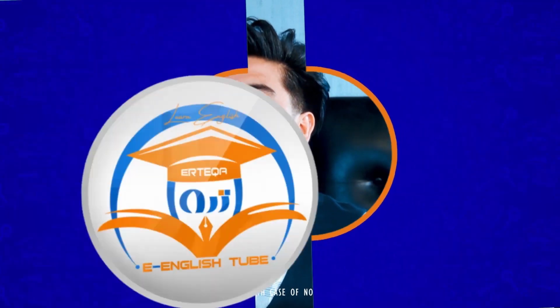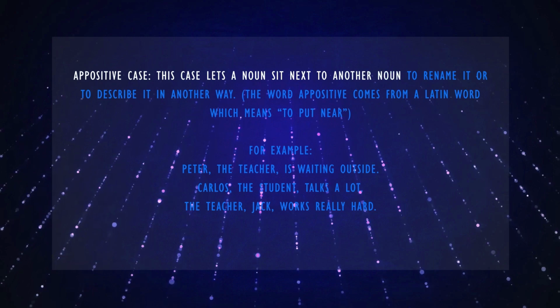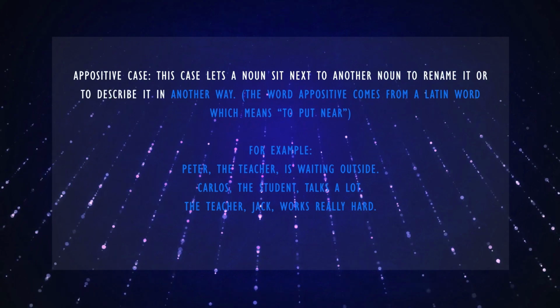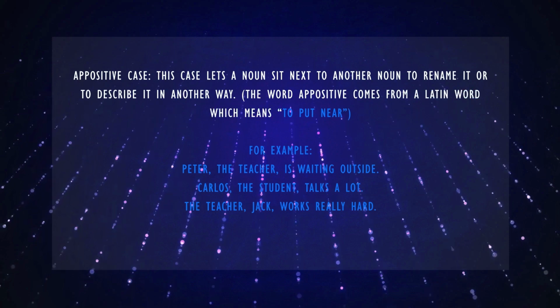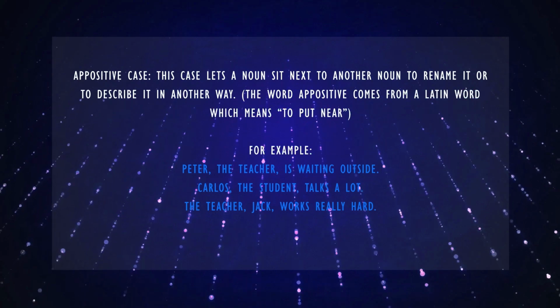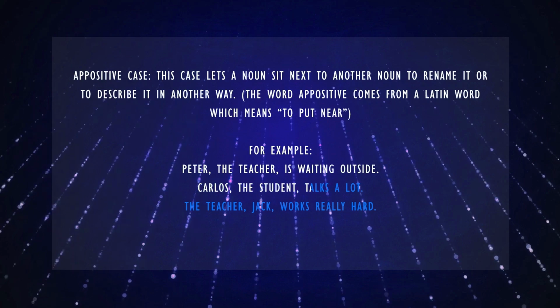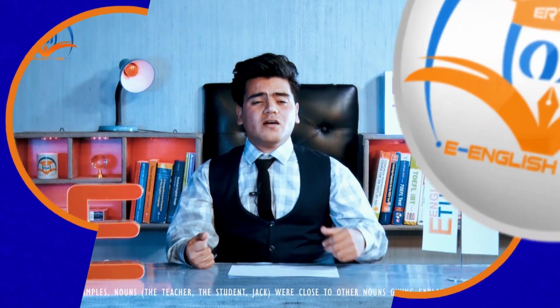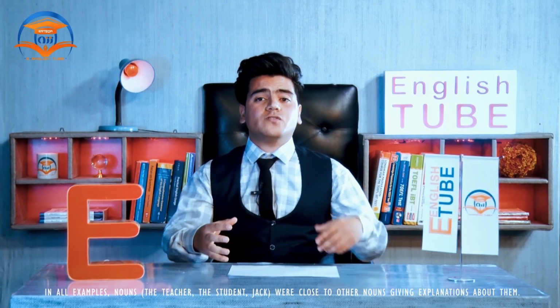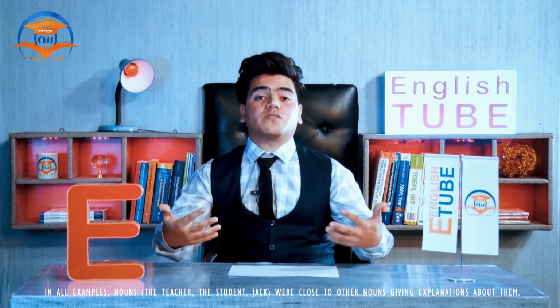The fifth case of noun is the appositive case. This case lets a noun sit next to another noun to rename it or to describe it in another way. The word appositive comes from a Latin word which means to put near. For example, Peter, the teacher, is waiting outside. Carlos, the student, talks a lot. The teacher, Jack, works really hard. In all examples, the nouns the teacher, the student, and Jack were close to other nouns, giving explanations about them.